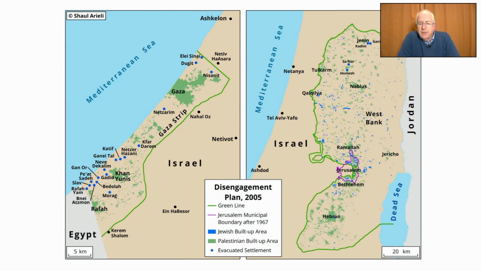So you can see those blue dots, which were Jewish built-up areas; they were abandoned. The Jewish people were moved out of Gaza and were given properties and areas in what we refer to as the West Bank. They were given opportunities to live in what were the Jewish built-up areas in return for the Palestinians being given full control over the Gaza Strip. Almost immediately, rockets were fired out of the Gaza Strip into Israel.